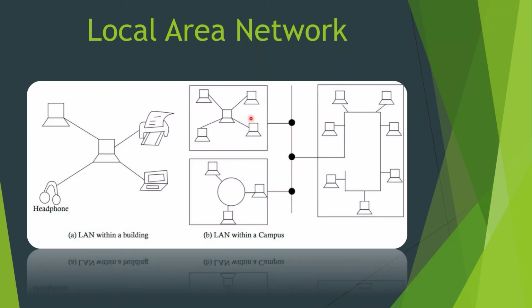There is another example. This is an example within a building where we have connected a PC with another PC, a printer, another node, and a headphone. As these are connected within a building, they are forming a local area network. Here is another example, a LAN within a campus where the PCs are connected together.